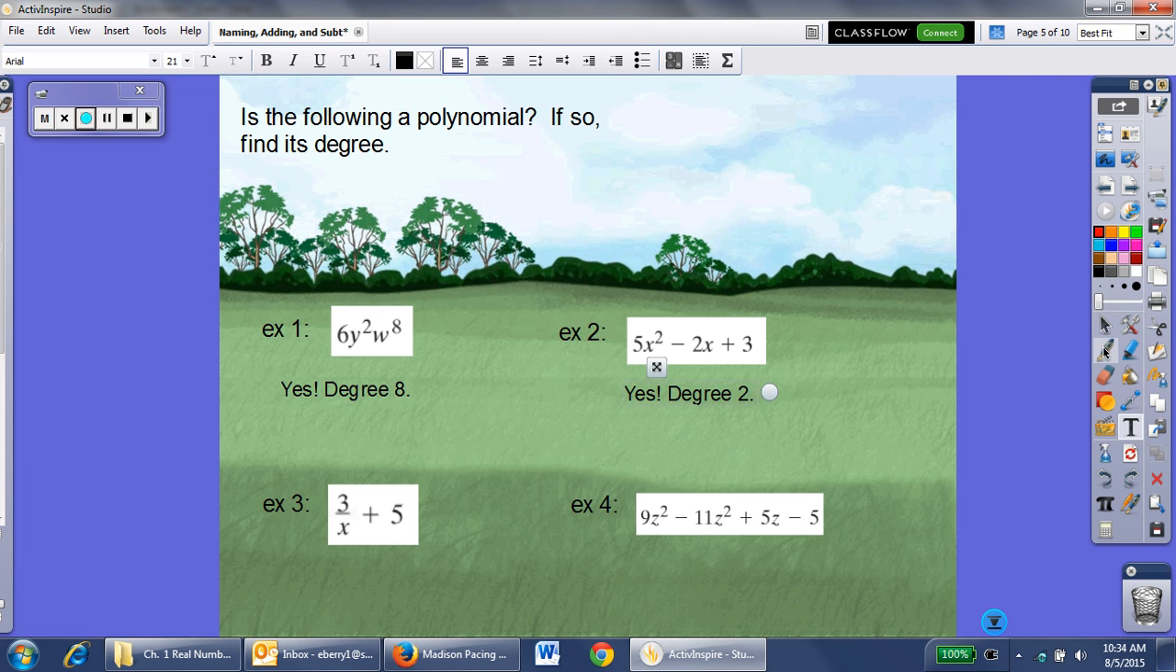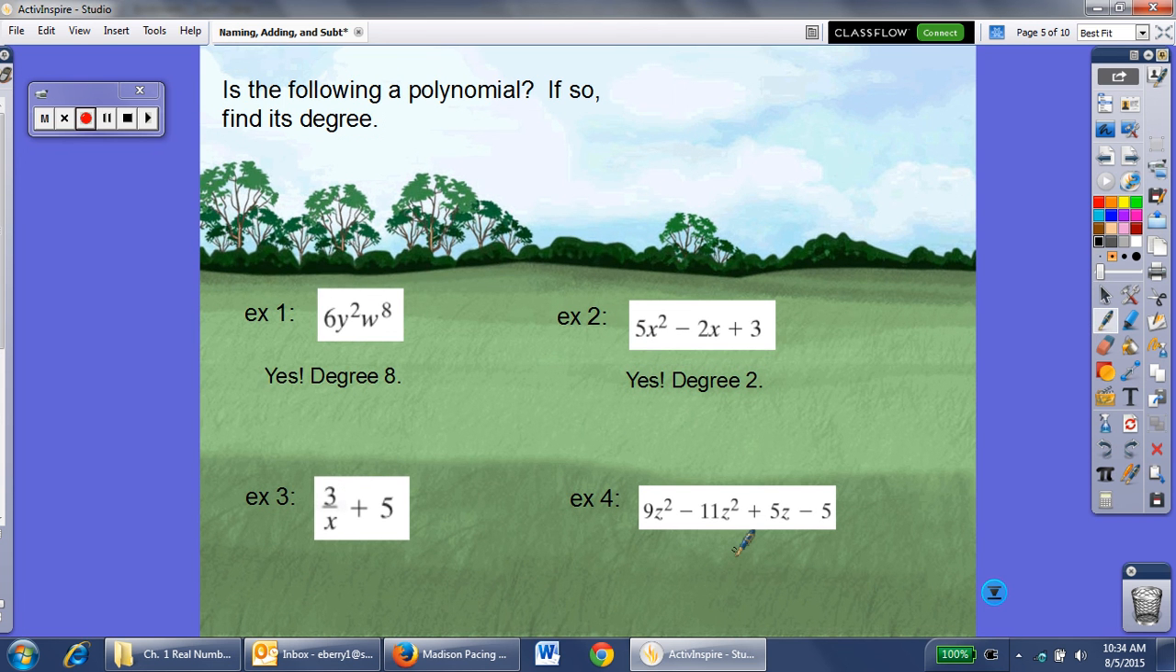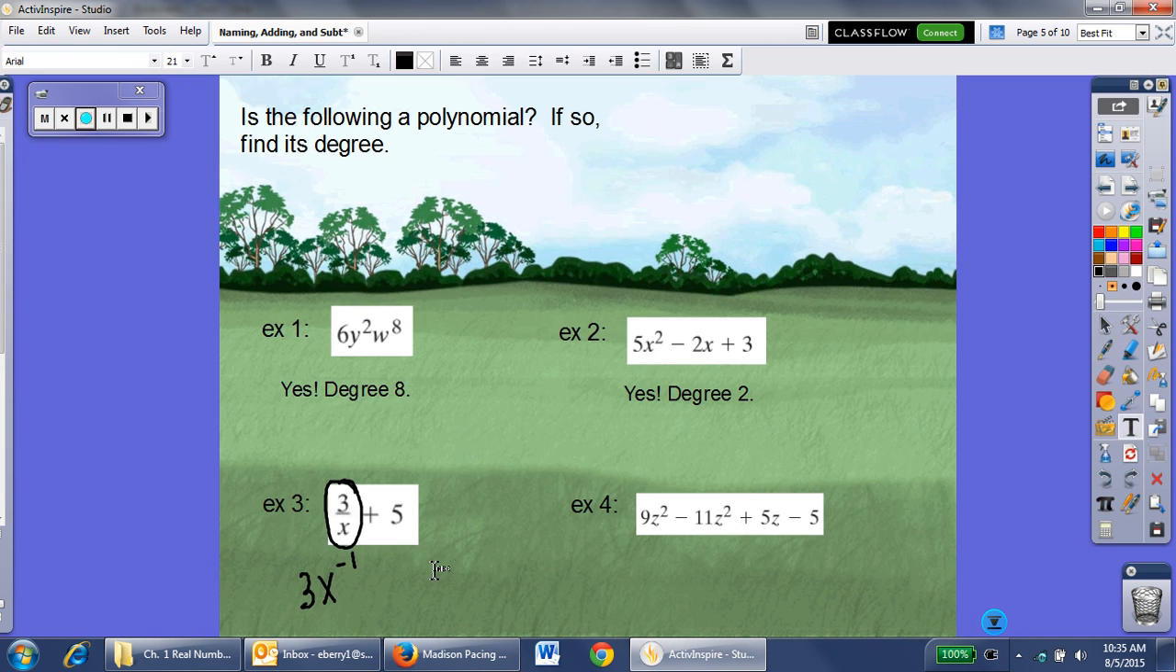Example 3 is a little tricky. We see a fraction here, and this fraction can actually be written as a negative exponent like we learned in the last chapter. So this right here could actually be written as 3x to the -1. And in this case, anytime we see a negative exponent, then no, this is not a polynomial. And lastly, looking at example 4, yes, this is a polynomial. There are no negative exponents here. There are 4 terms, so it is a polynomial. And the highest degree looks like 2.